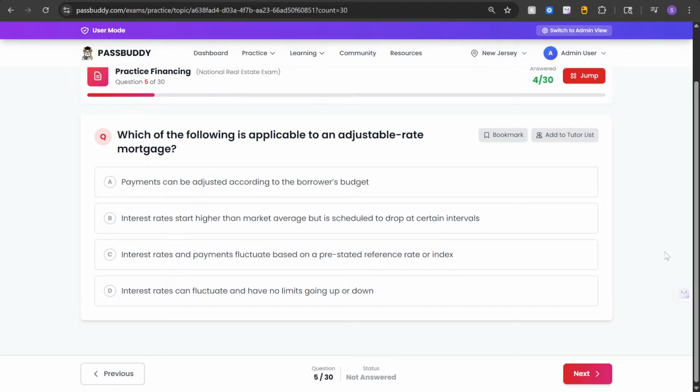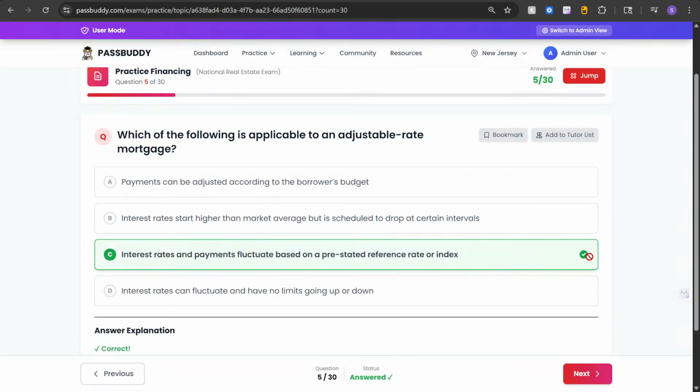Or you think it's going to be that they adjust based on the borrower's budget? Like, hey, something happens to you, something comes up, oh, it's going to adjust to whatever you're currently making. That would be nice, right? Or they fluctuate based on a pre-stated reference rate or index. Yeah, so they base it off of certain market indexes.